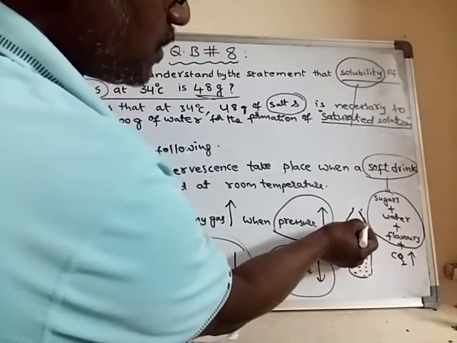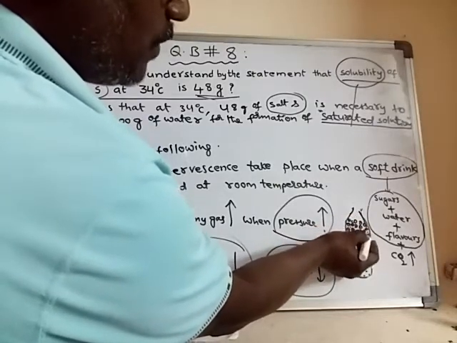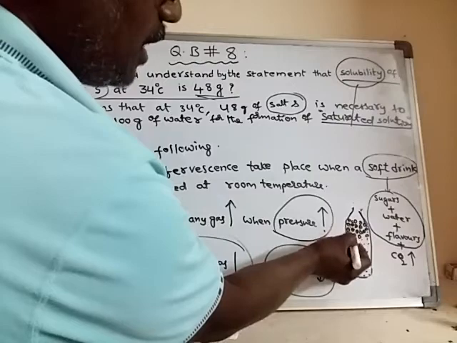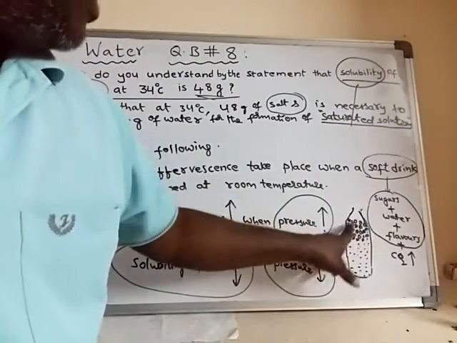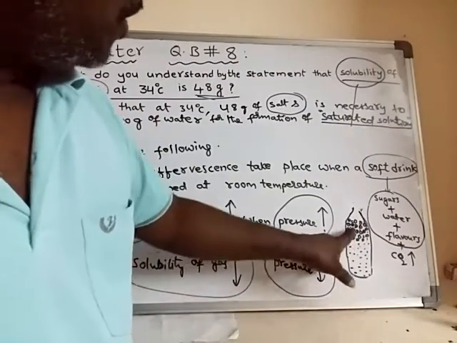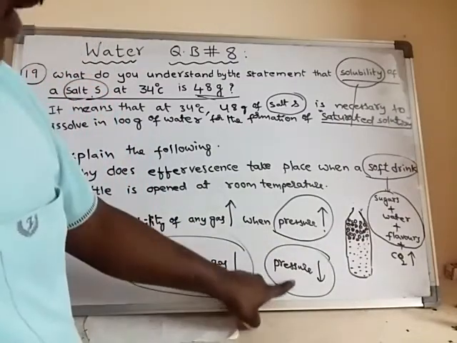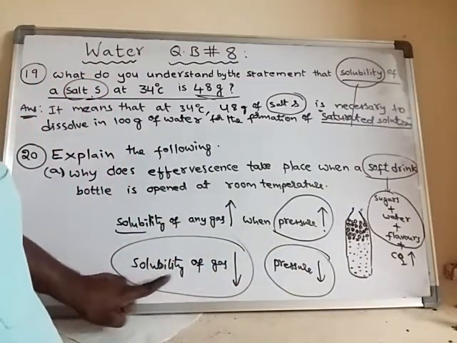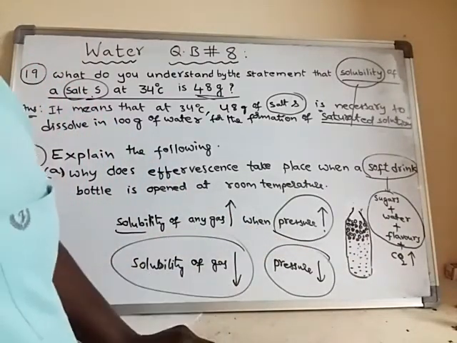The excess carbon dioxide will come out from the solution in the form of effervescence. What is the meaning of effervescence? Gas bubbles. Effervescence means gas bubbles. So here gas bubbles are formed. Why are these bubbles formed? Because when pressure is decreased, the amount of dissolved gas also will decrease. That means the solubility of gas decreases.